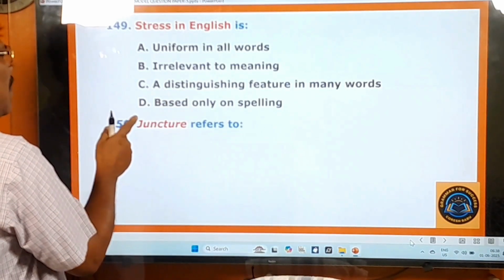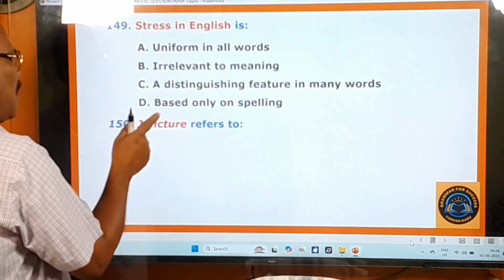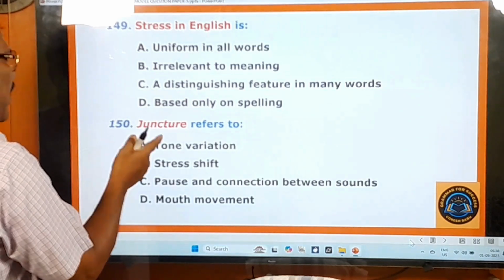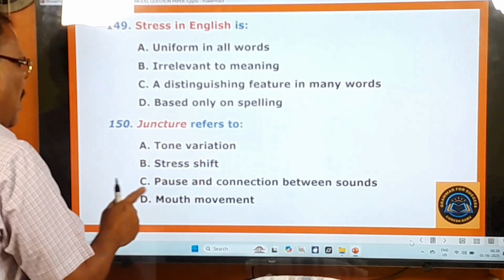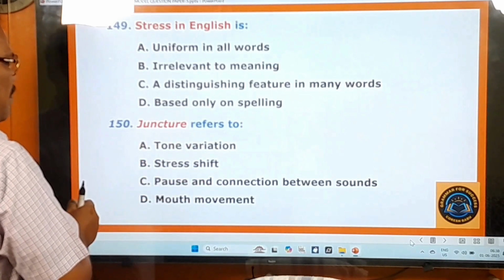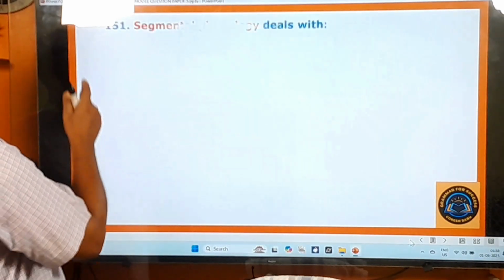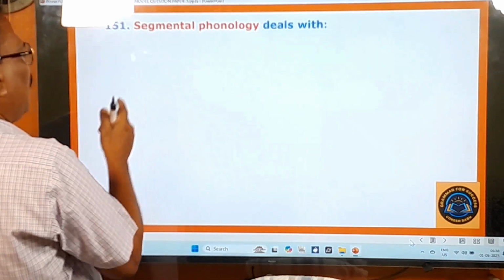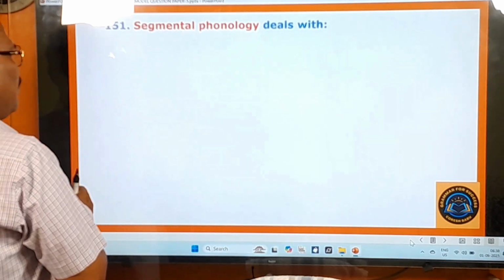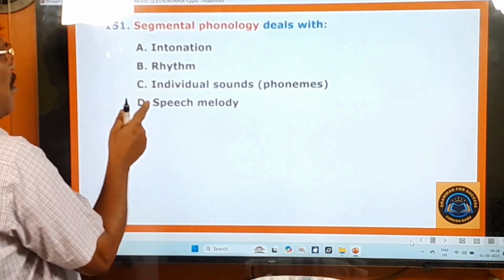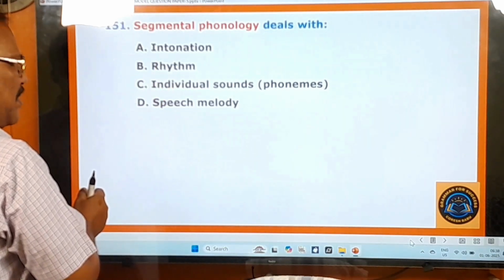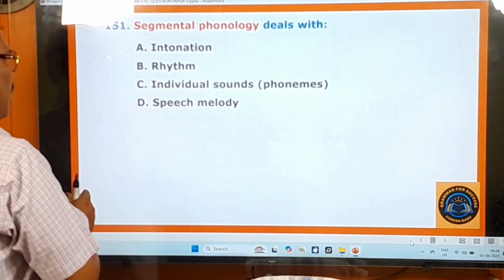150th question. Juncture. Juncture refers to tone variation, stress shift, pause and connection between sounds, mouth movement. 151st question, segmental phonology deals with intonation, rhythm, individual sounds, they are nothing but phonemes, speech melody.